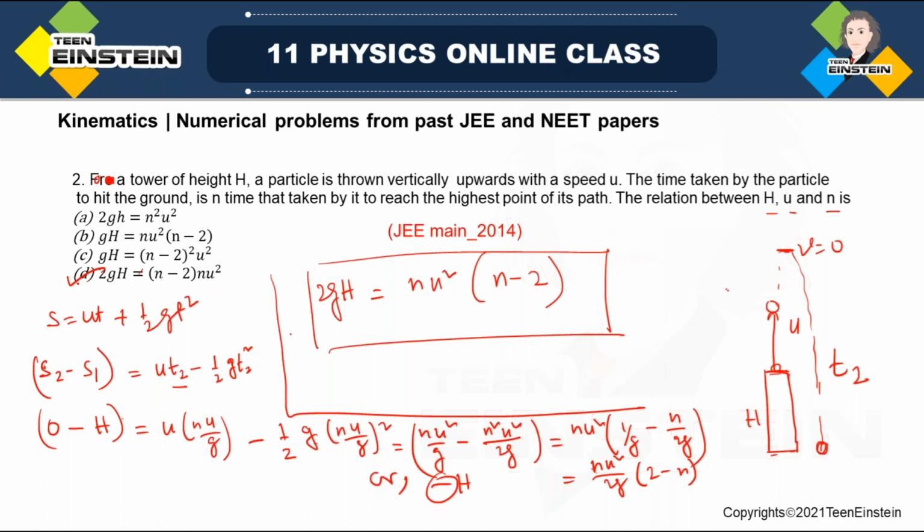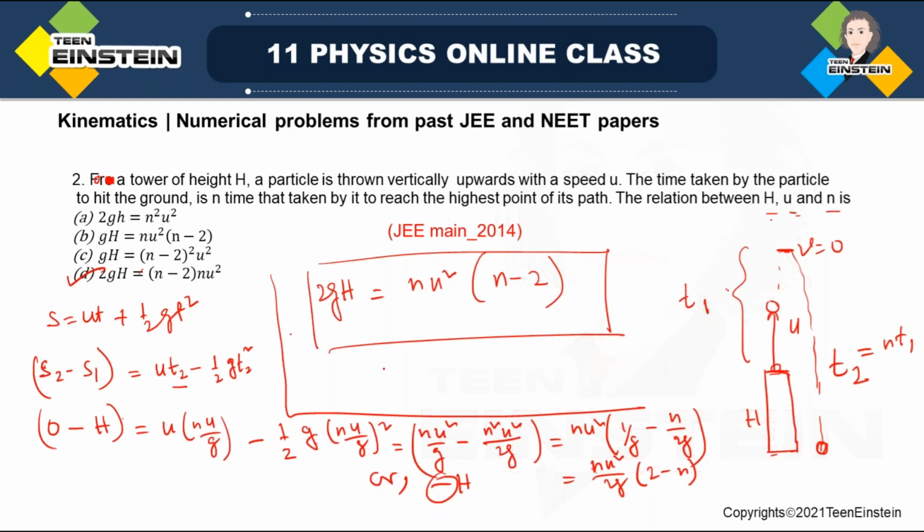Okay, I hope you are understanding. So what was the problem? I'll just repeat it. The problem was that from a tower of height H, a particle had been given an initial velocity u and thrown vertically upward. If t2 is the time this ball takes to hit the ground, then this t2 is equal to n into t1. What is this t1? t1 is the time it takes to go up to the highest height. If this is the question, then what is the relation between H, u and n? And there are options given over here.